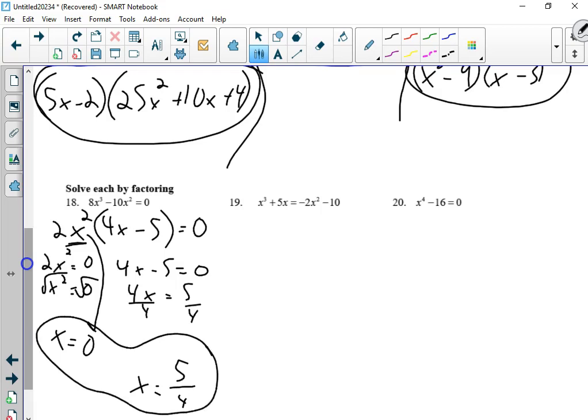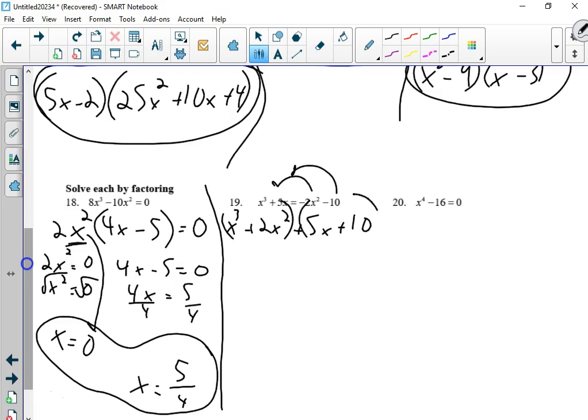There we go. Number 19. We're almost finished. Number 19. Well, I can't factor by grouping yet because I need to get these bad boys over here. So, I have x cubed. The negative 2x squared is going to become positive 2x squared. The 5x stays 5x and the negative 10 becomes positive 10. Now, I can factor by grouping.